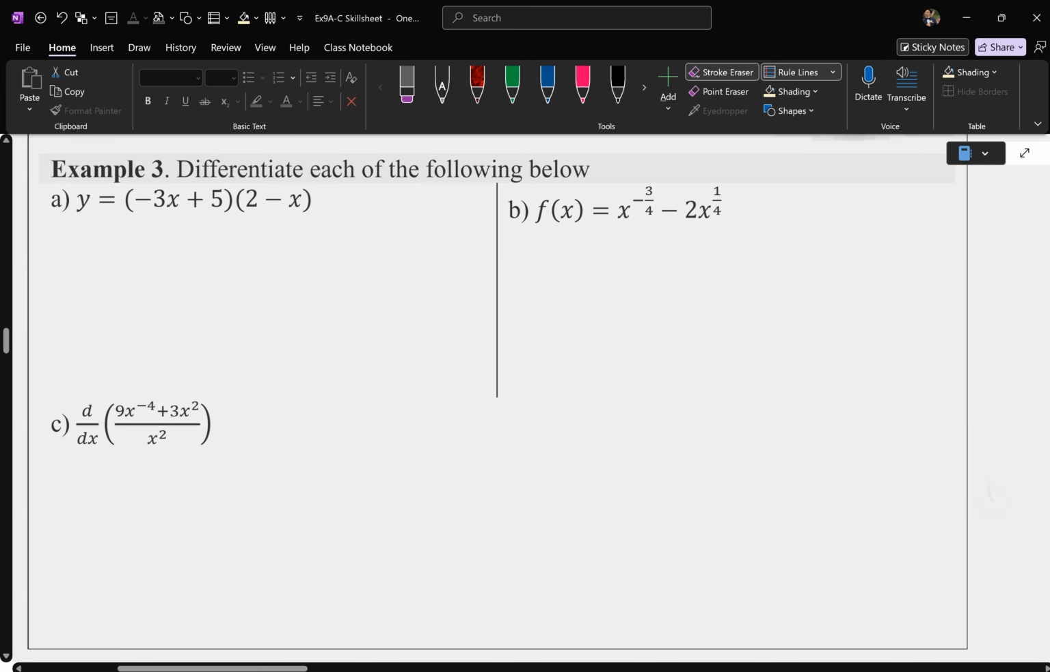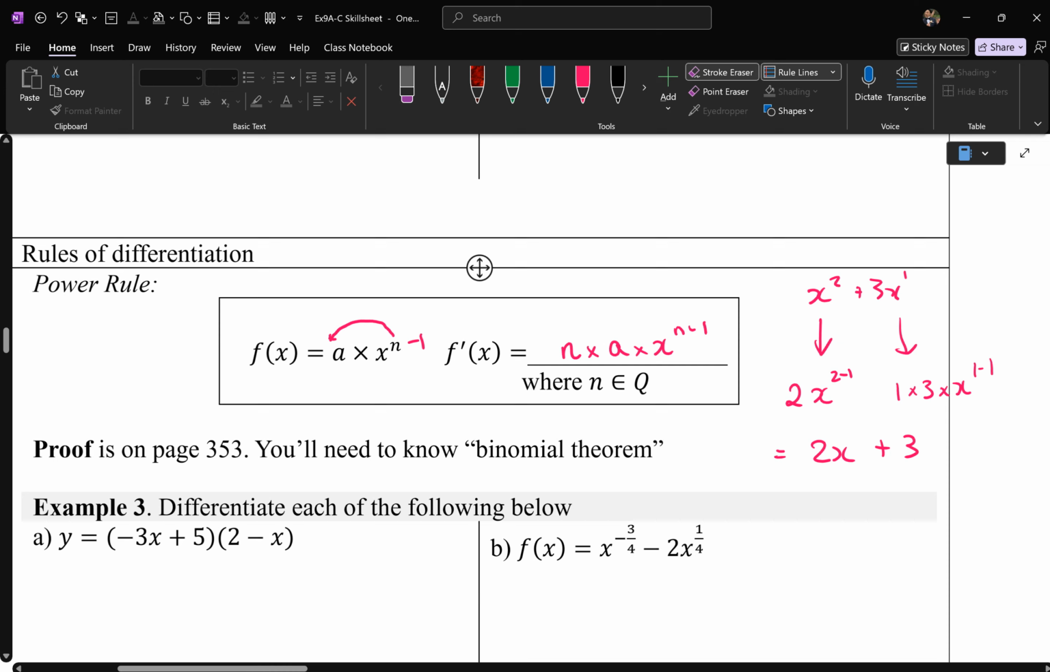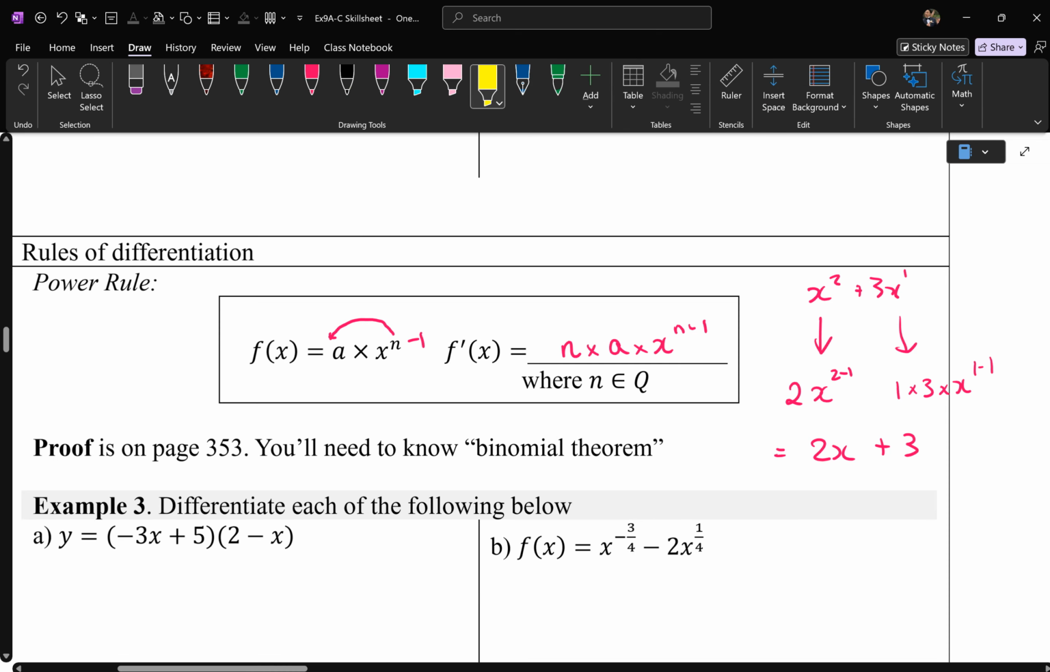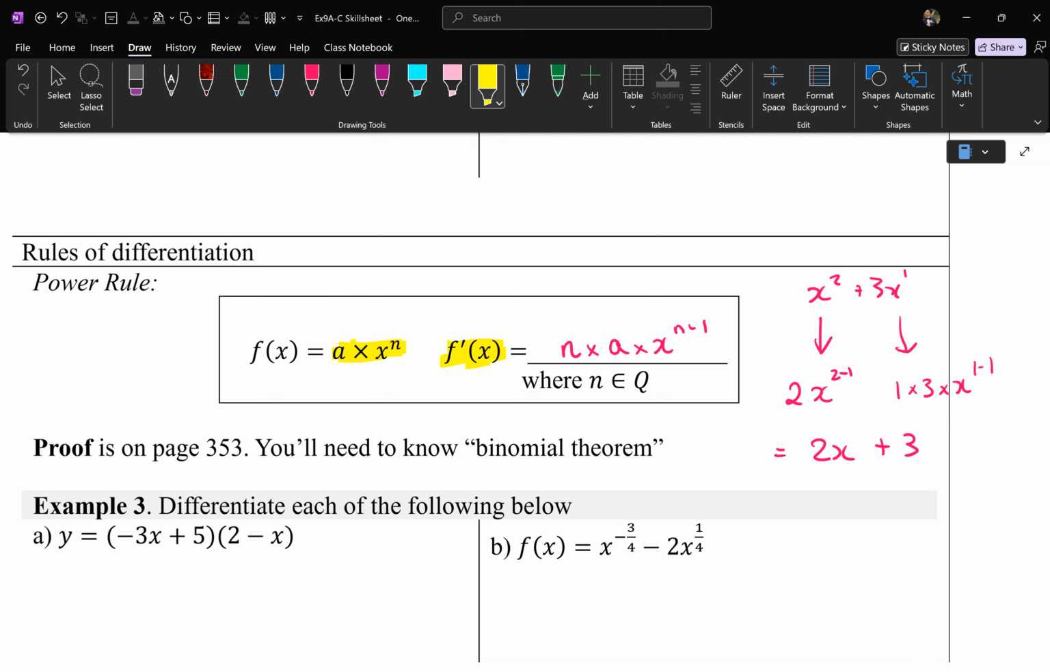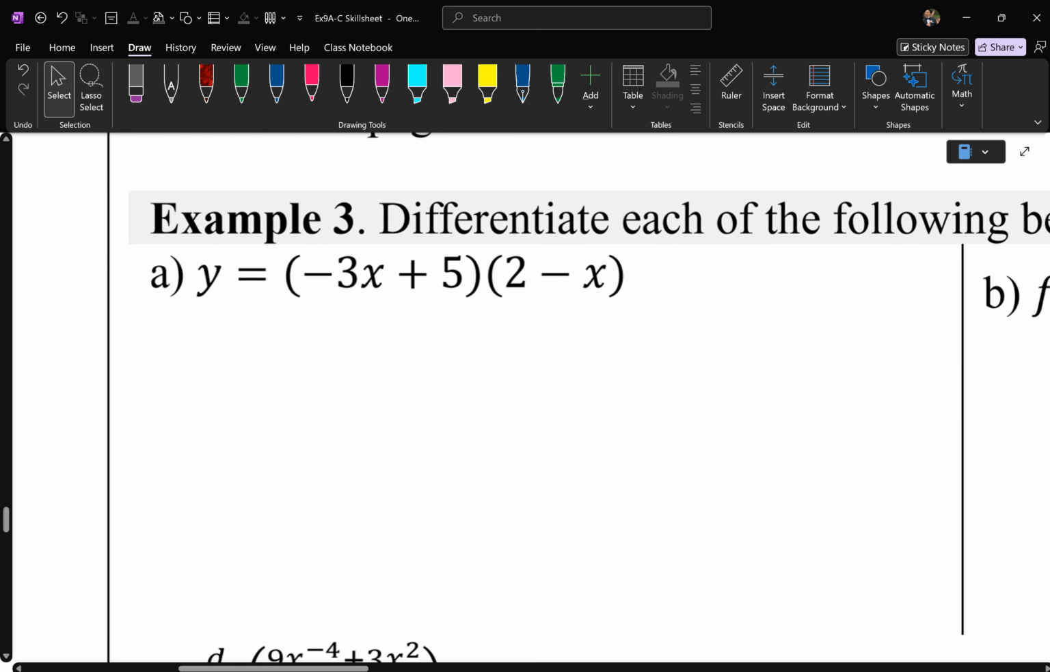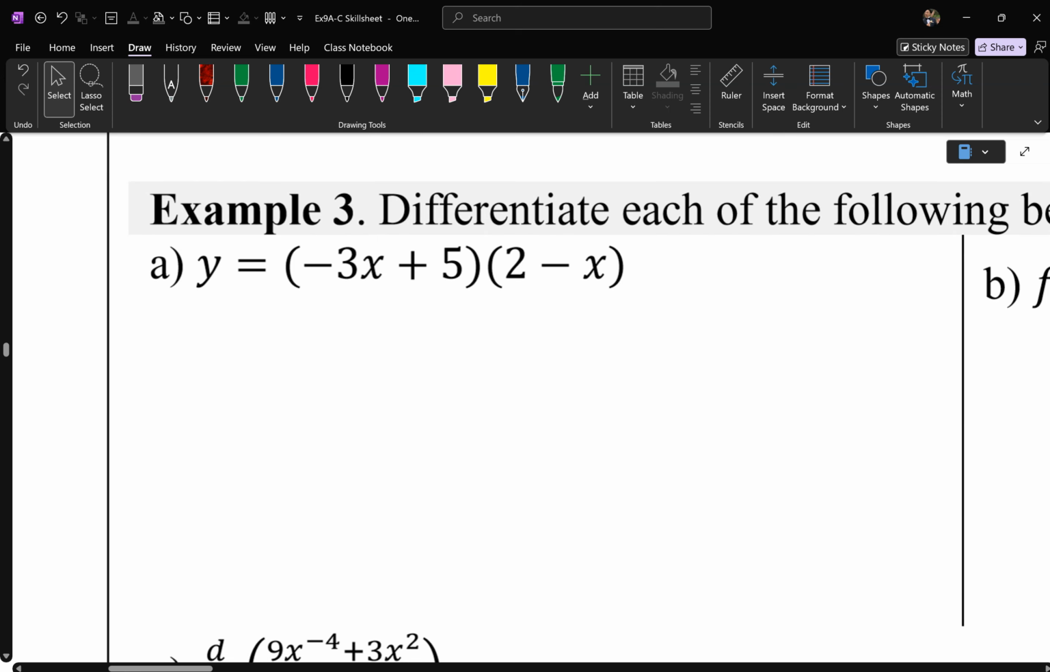If you remember, if you have a power function, such as a x to the power of n, instead of doing the first principles, we know the derivative is equal to n times a x to the power of n minus 1. That is essentially saying bring the power down, and minus the power by 1. How would you do Example 3a?